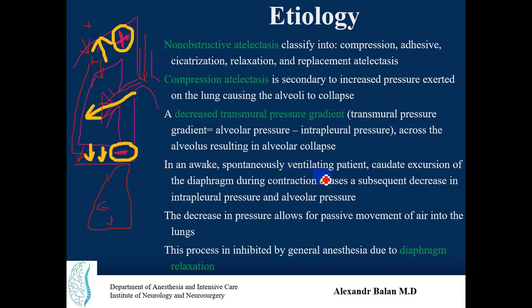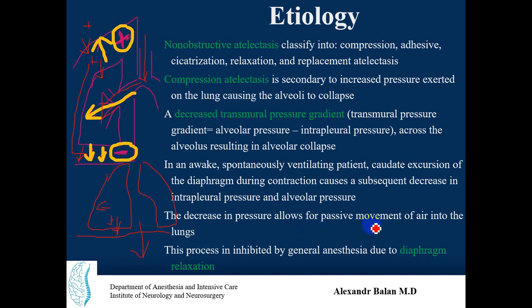In an awake and spontaneously ventilating patient, caudad excursion of the diaphragm during contraction causes a subsequent decrease in intrapleural pressure and alveolar pressure. So normally when the patient is awake, he does caudad excursion of the diaphragm. The diaphragm is located at the lower side of the lungs, and it goes down and flattens and produces negative pressure, pulling down and expanding the lungs. It occurs in a normal awake patient.